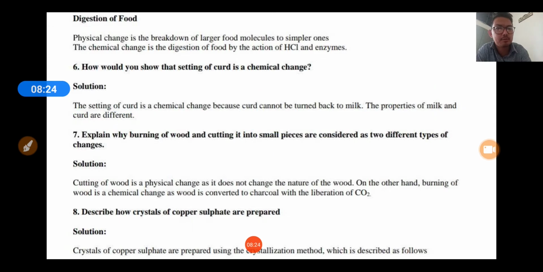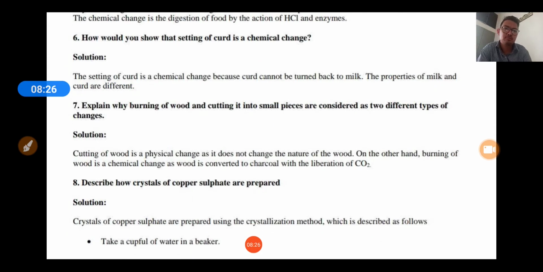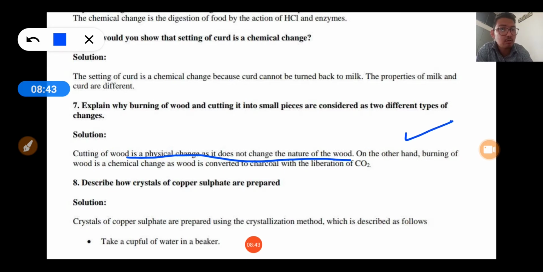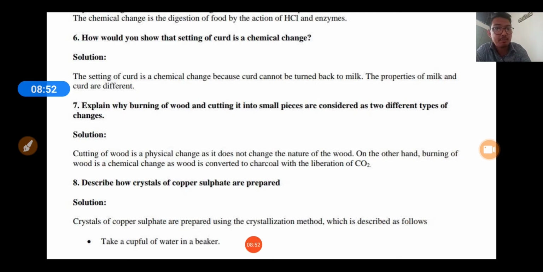So it's a chemical change. Question number 7, explain why burning of wood and cutting it into small pieces are considered two different types of changes. Cutting of wood is a physical change because it does not change the nature of wood, but during burning, wood gets converted into charcoal with liberation of carbon dioxide, heat energy and light energy, so burning is a chemical change.